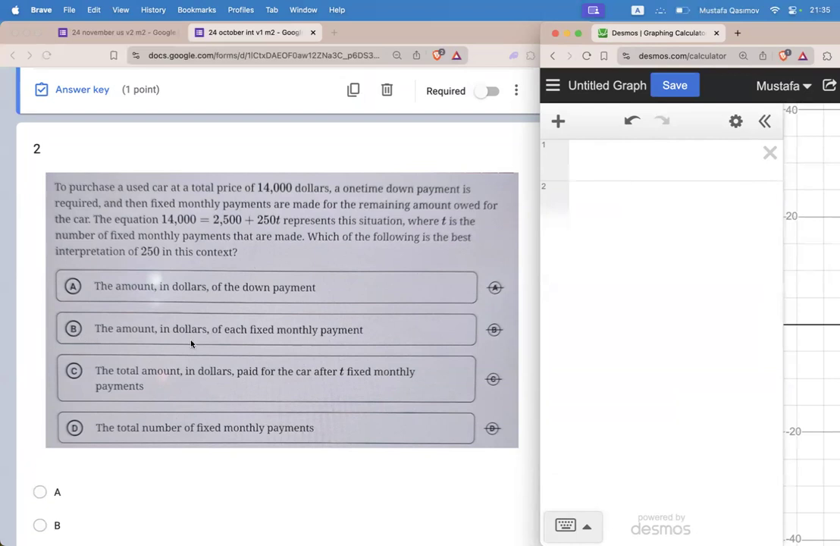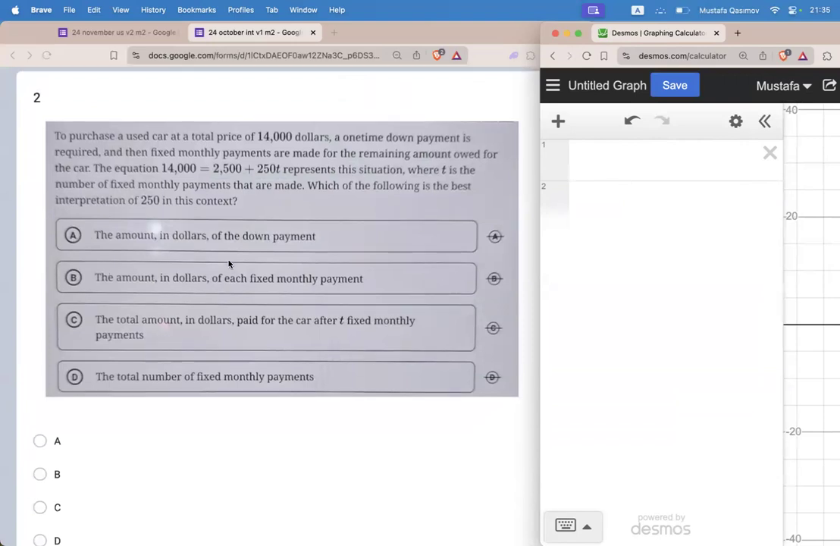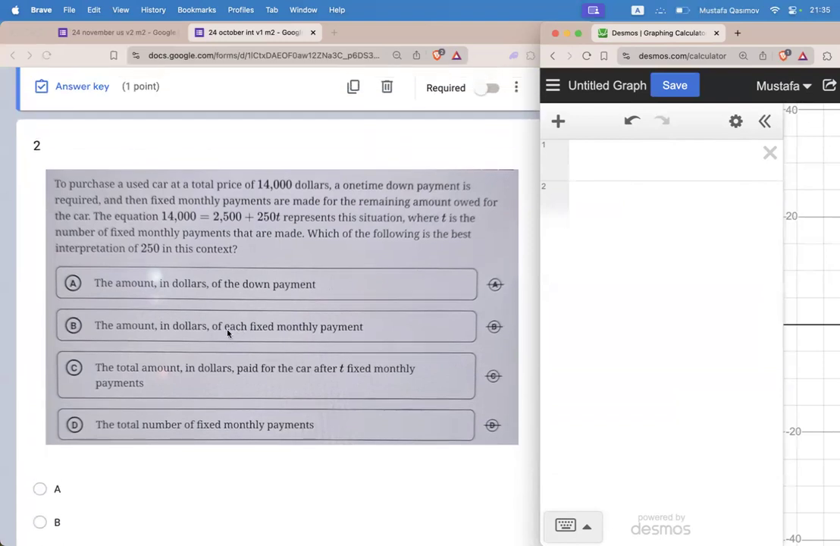So answer is B. Yeah. When we have each, most of the time it is slope. Not every time, but most of the time, yeah, it is slope.